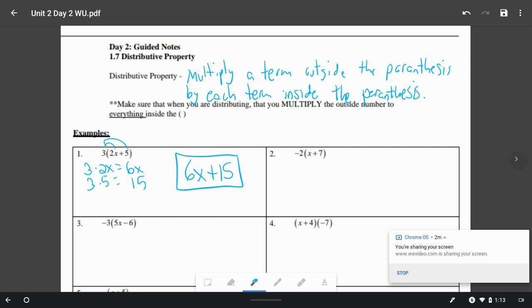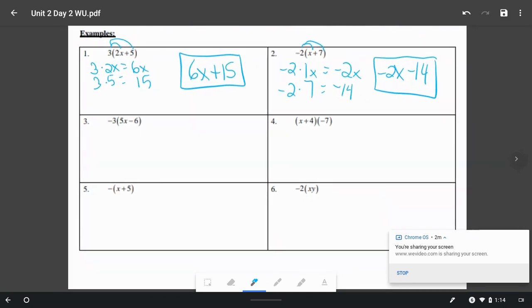Just like yesterday, we talked about the variable goes first, and the constant always goes last when we write these down. Number 2, if we multiply this negative 2 into both terms, the negative 2 would be multiplied by a 1x, and we'd get negative 2 times 1 is negative 2x. And the negative 2 would be multiplied by 7, and we get negative 14. So in the end, we get negative 2x and a minus 14. The constant is always last. The variable's first.